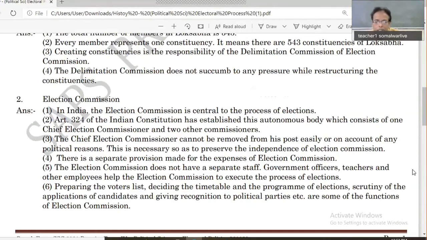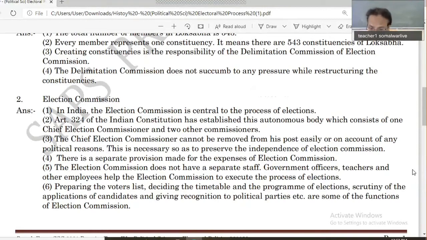There is a separate provision for the expenses of the election commission that is charged from the consolidated fund of the government of India. The election commission does not have a separate staff, so all the government officers, teachers and other employees help the election commission to execute the process of election. They can't deny. If they want to deny, they should have a very specific reason. Preparing the voter list, deciding the timetable and the program of election, scrutiny of the application of candidates, and giving recognition to political parties.